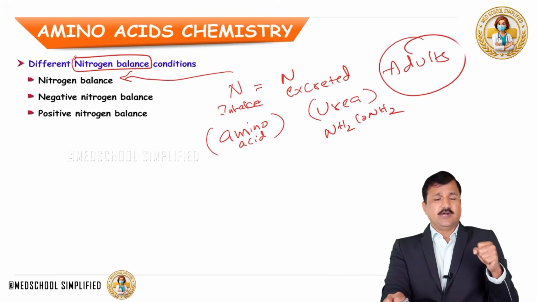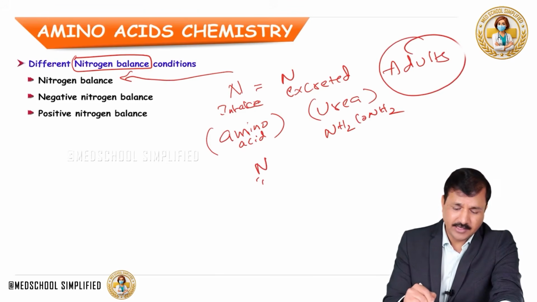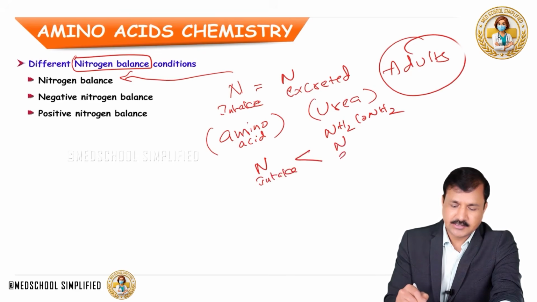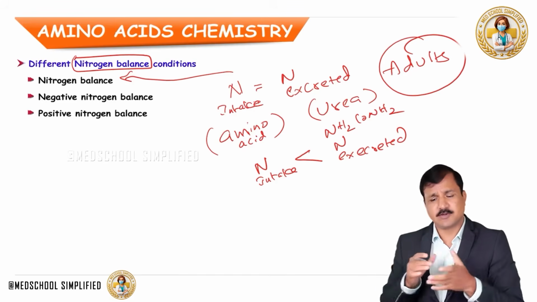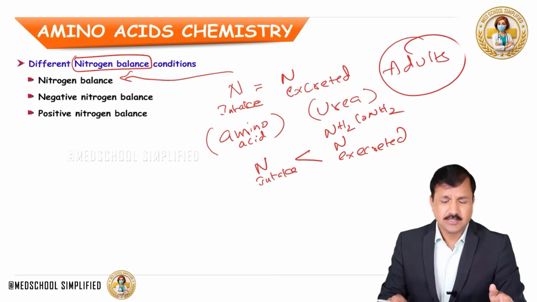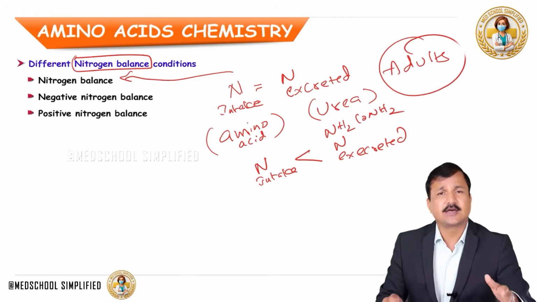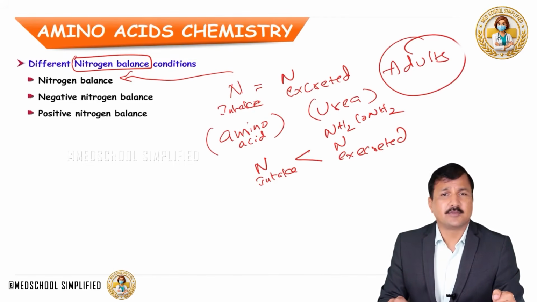Okay, now let's look at what is a negative nitrogen balance. Negative nitrogen balance is when the amount of nitrogen that is taken in is less than the amount of nitrogen that is excreted. That means proteins taken into our body are much less than the urea that is excreted. That means muscle proteins are breaking down here, because the majority of proteins in our body, in terms of quantity, are present in skeletal muscle. So whenever skeletal muscle is undergoing a breakdown process, there will be loss of nitrogen out of our body in the form of urea.